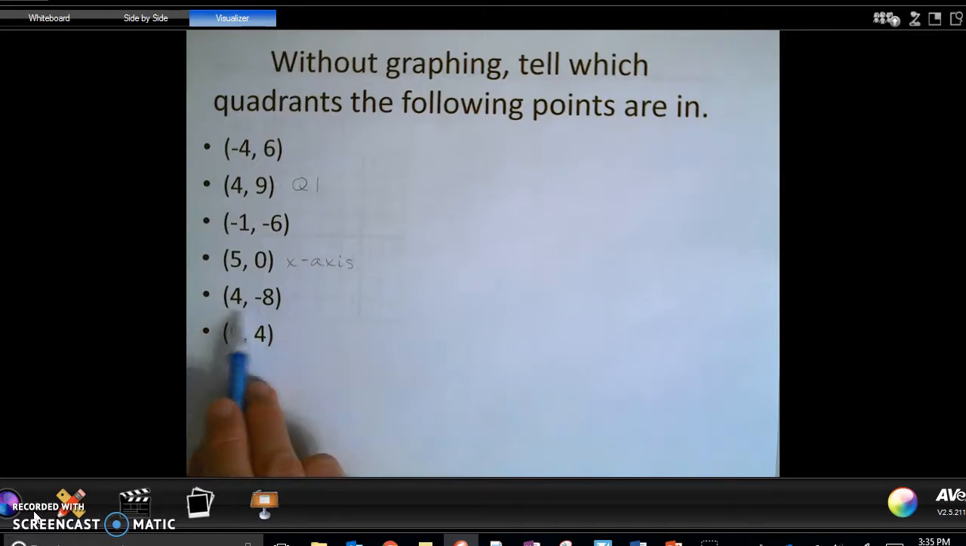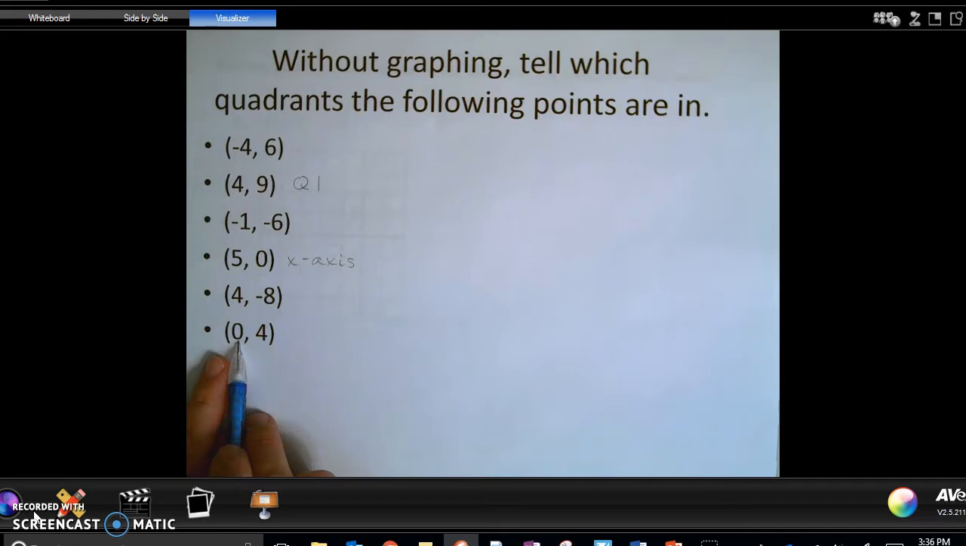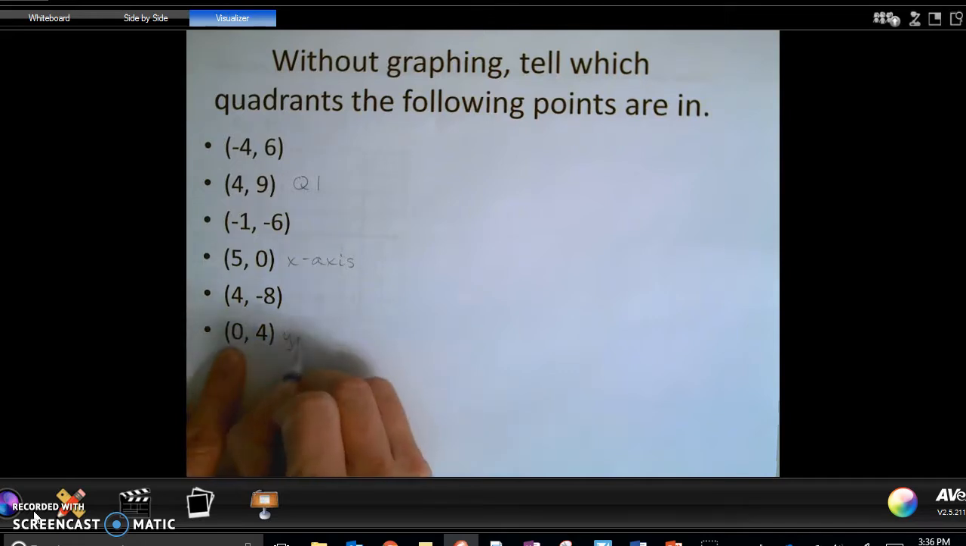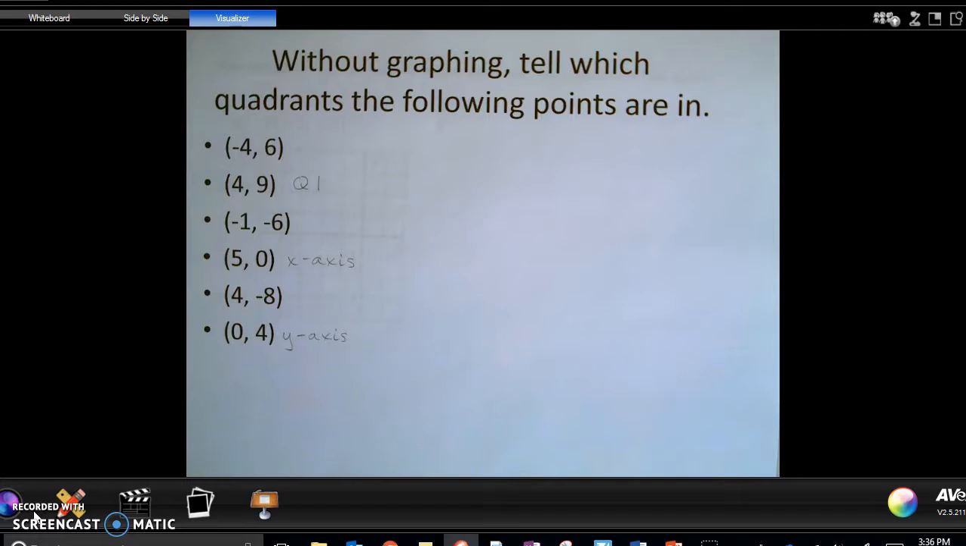As I continue looking down for more quadrant 1 points, I see that the point 0, 4 has no negatives, but I know that going over 0 and up 4 means that this point is going to be on the y-axis, which means that it won't be in one of the 4 quadrants. Rather, it would be a y-intercept.